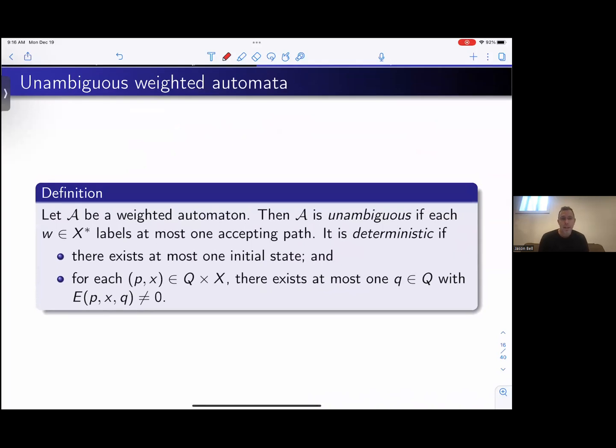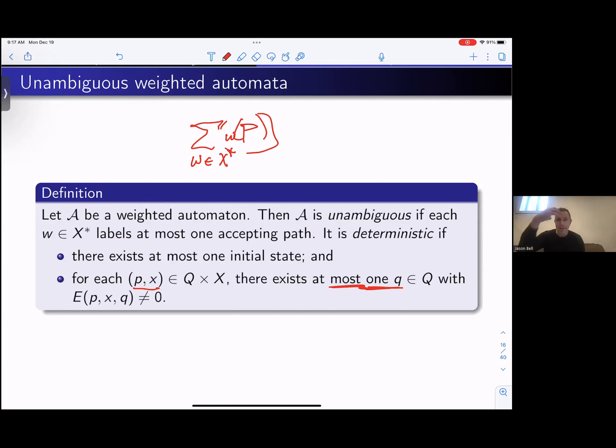So let's just recall, a weighted automaton is unambiguous if there's at most one accepting path for each word, and it's deterministic if there's at most one initial state, and for each pair p, x, there's at most one q with this property. So what we're thinking of, when we have a weighted automaton, is the value of a word w in x star is the sum over the weights of all accepting paths with label w. And unambiguous means it really collapses to at most one term. So that's what unambiguous means.